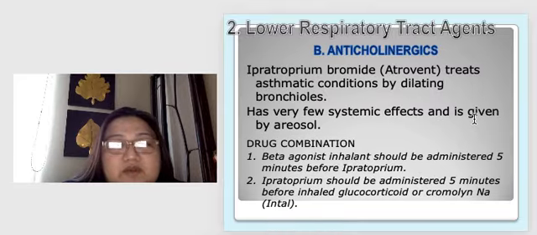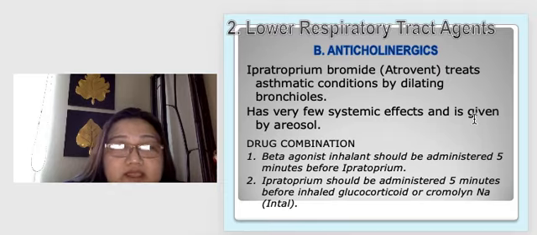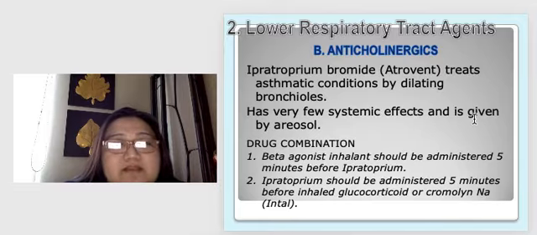Next are anticholinergic drugs. They are similar to sympathomimetics in such a way na nagkukos siya ng bronchodilation, but its effect is because anticholinergic siya. No, binablock niya yung effects ng parasympathetic nervous system. Ipratropium bromide or Atrovent is also effective sa asthma because it dilates bronchioles. Very few ang systemic effects niya, and it is given by aerosol or, again, nebulizations.